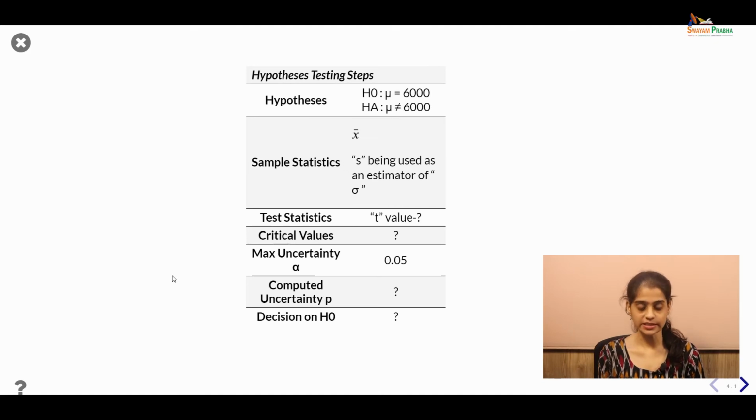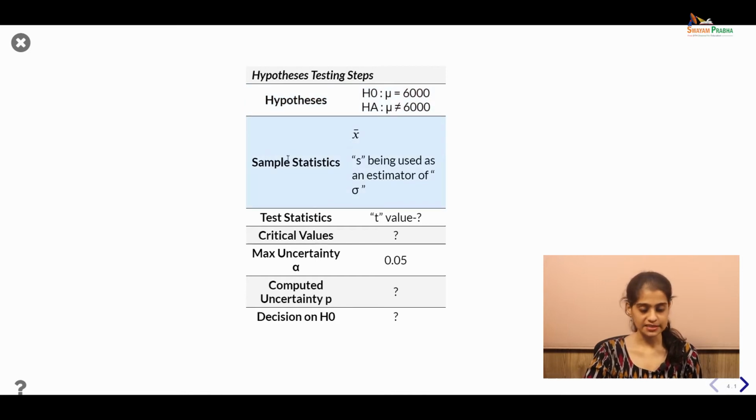So what you see here is the steps involved in hypothesis testing. Now I am stating my hypothesis here. Now my null hypothesis denoted by H0 is given as mu is equal to 6000. So 6000 is your postulated mean. It is the mean that you want to check against. Now my alternate hypothesis states that the mean is not equal to 6000. So mu is used to denote the mean.